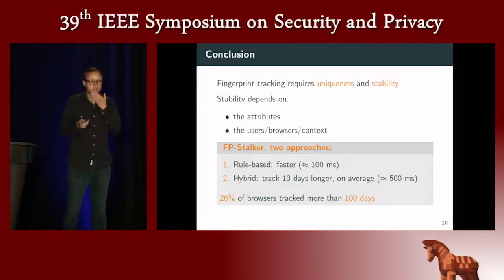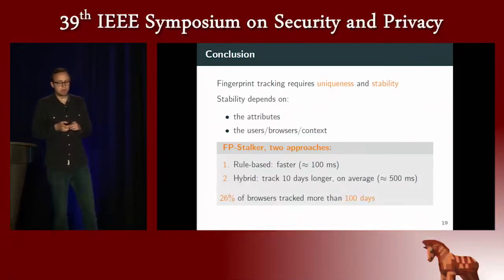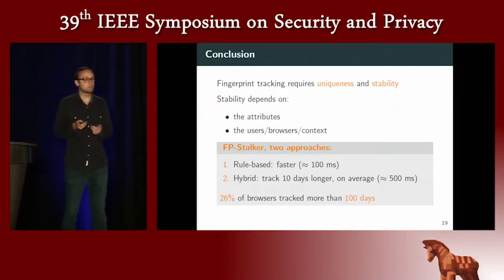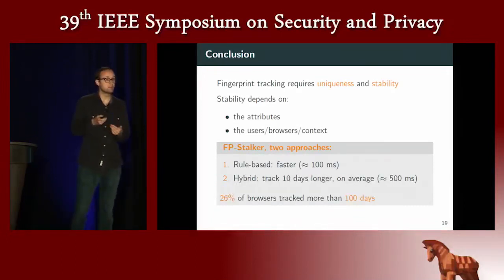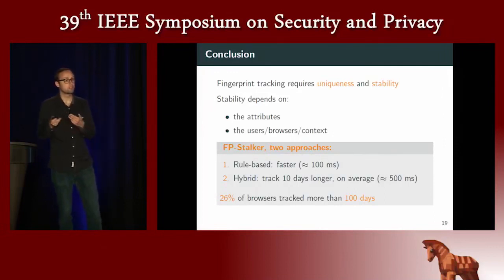So I will conclude this talk. We saw that fingerprint tracking requires both uniqueness and stability. Our first finding was that stability depends on the attributes. We thought that, for example, the screen resolution may evolve more frequently than attributes such as the local storage or the accept headers. But it also depends on the user, on the browser, or on the context. Some users may have an external monitor and may change their screen resolution often. Others may travel a lot and may change their time zone frequently.